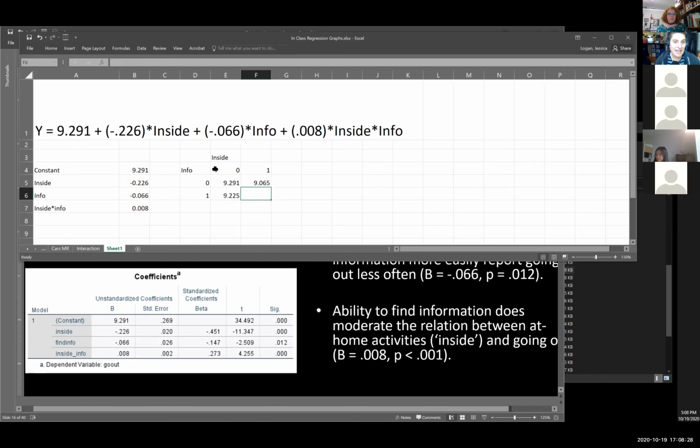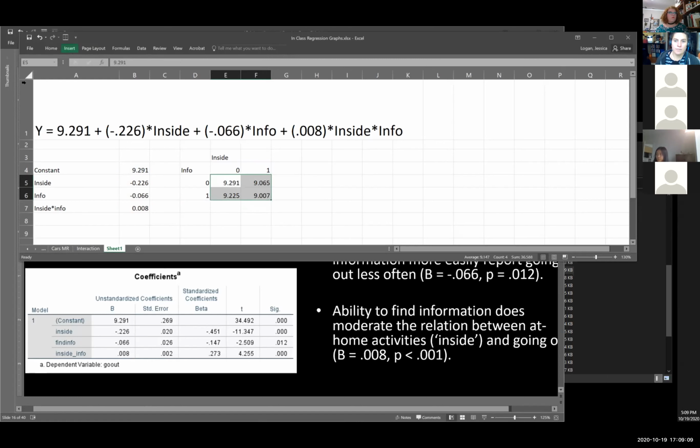Now I'm going to do it again. One more time. Constant plus inside times my inside value plus info times my info value plus inside times info times this times that. All right. This one's gone down some because it's going down for both of these. So now I have enough to make a graph.